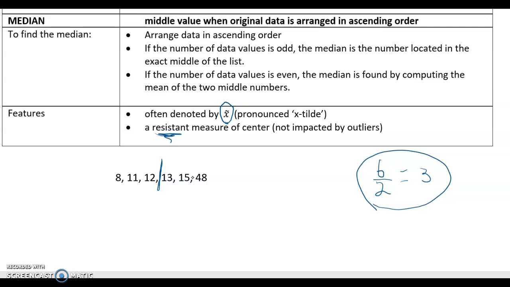So what I'm going to do is compute the mean of the two middle numbers. That would be 12 and 13. So 12 plus 13 divided by 2 gives me 12.5. So the median, or x tilde, for this data set is 12.5.